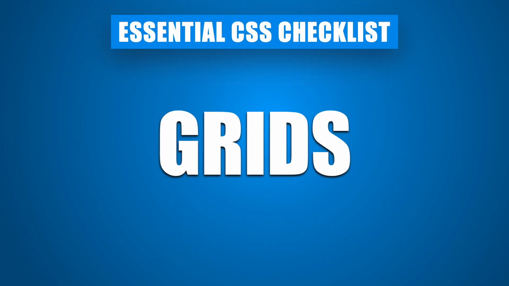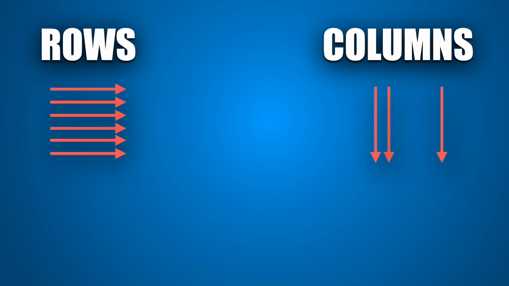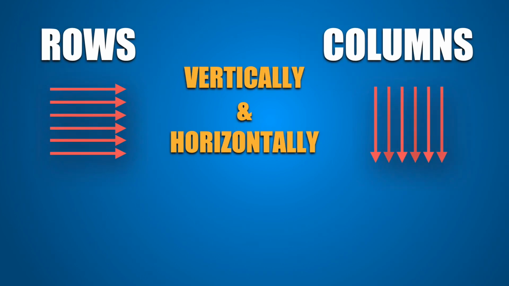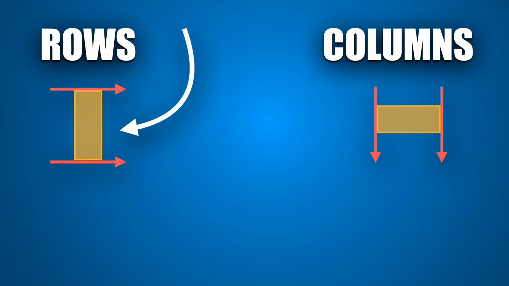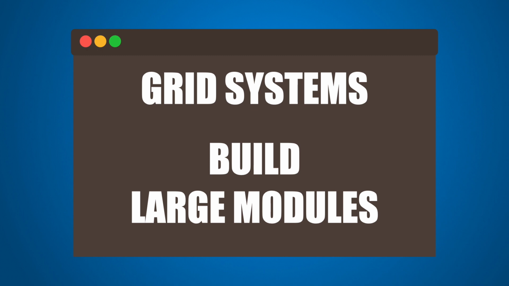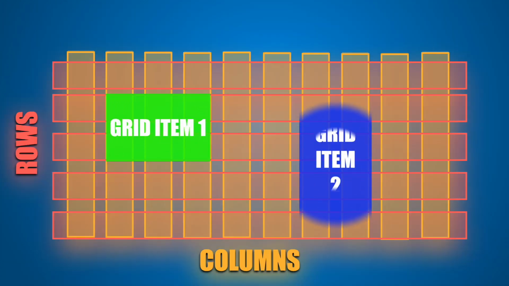The first feature you should know is grids. They consist of rows and columns and help you vertically and horizontally position items. The space between rows and columns can be specified. In modern websites, you would find them being used to set up grid systems and build large modules. Items placed within a grid are called grid items and can span multiple rows and/or columns.